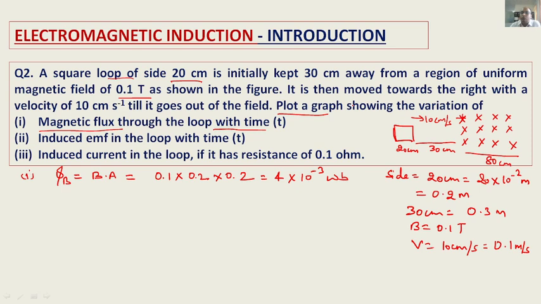Because it is moving right and goes out of the field, phi 1 is 4 into 10 power of minus 3, which will be constant until the square loop is in the magnetic field, and when it goes out of the magnetic field, phi 2 will become 0. So it can be plotted in this way, time in second and phi in weber.